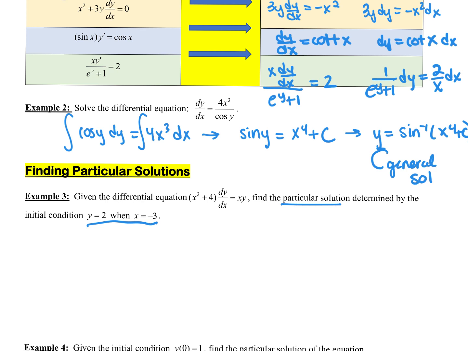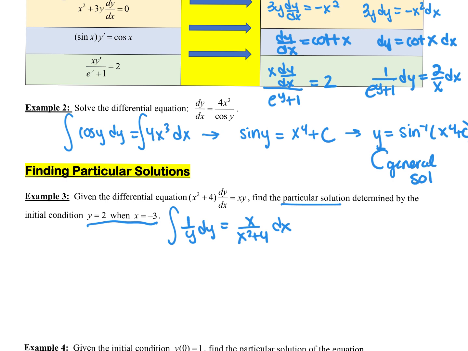But I can move all of this over to that side, and then I can move the y over to this side. So if I move the y over to this side, I'll be dividing by y. So we'll have 1 over y dy. And then if I move this over to that side, I'll be dividing by x squared plus 4. So we'll have x over x squared plus 4. And then if I move the dx over, I'll be multiplying. So this is what your separation of variables should look like.